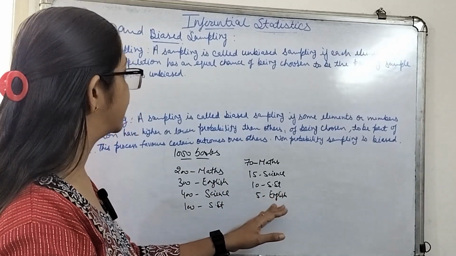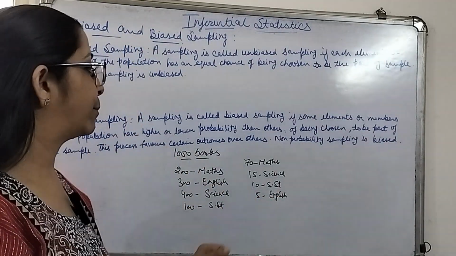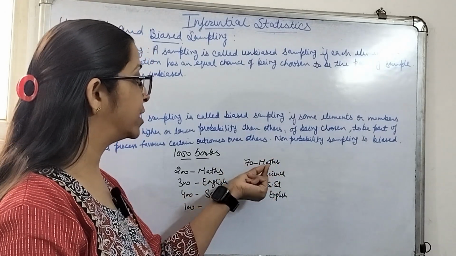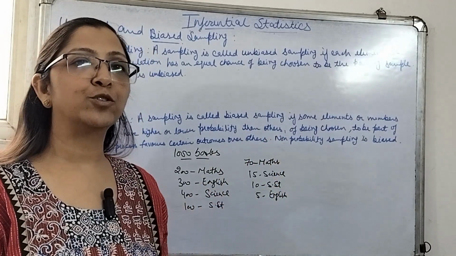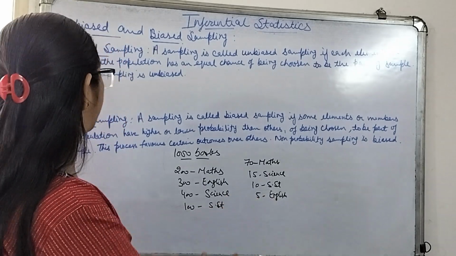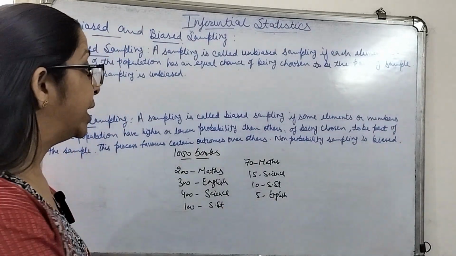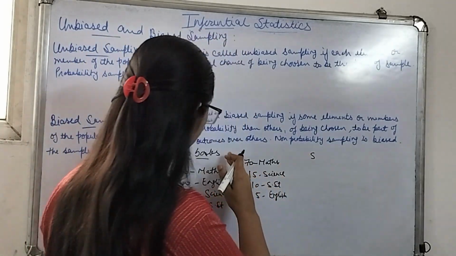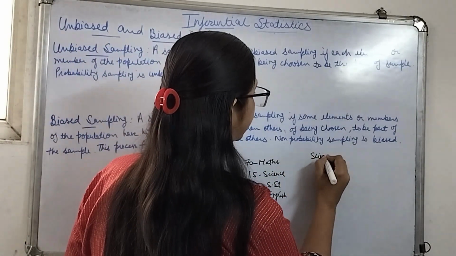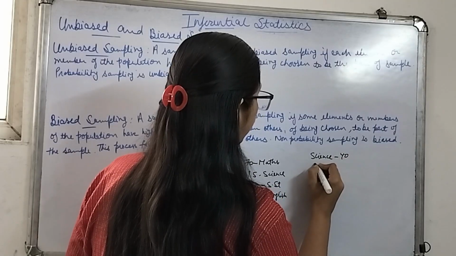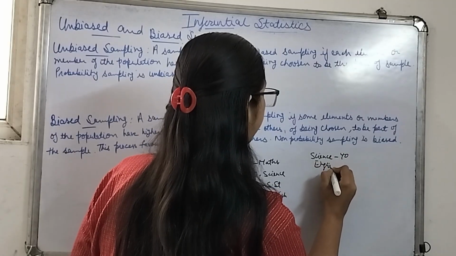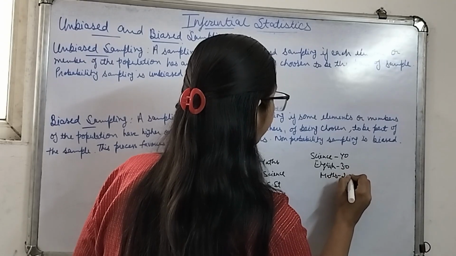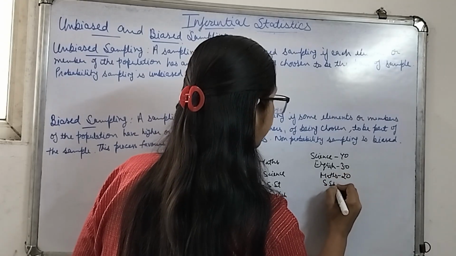So obviously this is an example of biased sampling, because I was biased for maths. I had affection towards maths. That's the reason I selected most of the books of maths only. So this is an example of biased sampling. Instead of this, because maximum books are of science, suppose I would have selected 40 science books, 30 English books, 20 maths books, and 10 SST books.